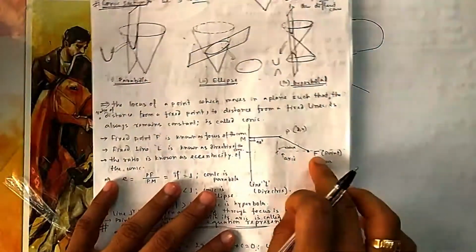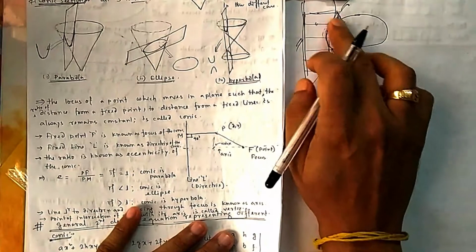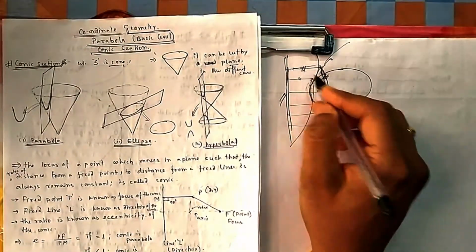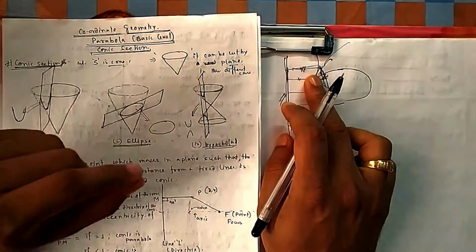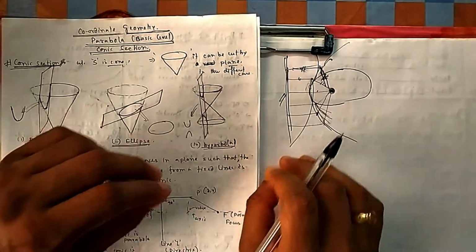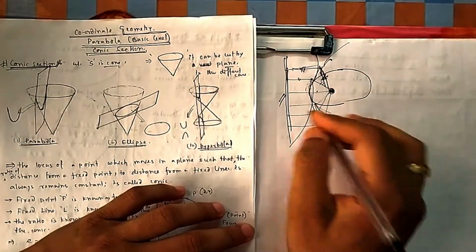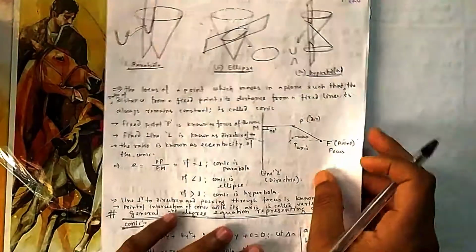For now, remember there is a fixed point, there is a fixed line, and the ratio between the distance from the point and the distance from the line matters. If you fix this ratio initially, and then draw all the points which maintain that ratio, you will find one of these shapes: parabola, ellipse or hyperbola. Which one we get at which time, we will see.